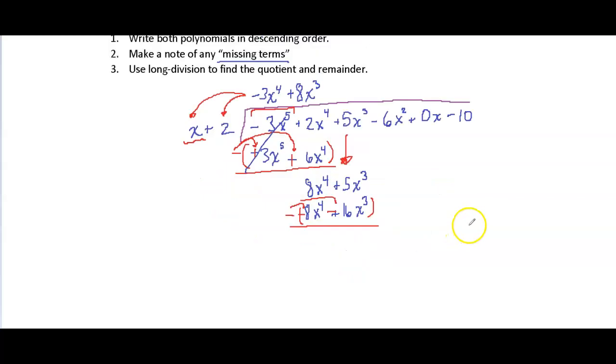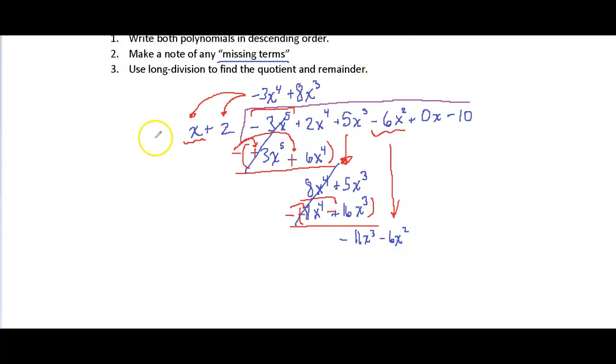Let's scroll down just a little bit more. 5x to the third power minus 16x to the third power. Well, that's going to be negative 11x to the third power. And once again, if we did this correctly, the first two terms should cancel out, and they do. After that, we bring down the next term, minus 6x to the second power, and we continue this process.